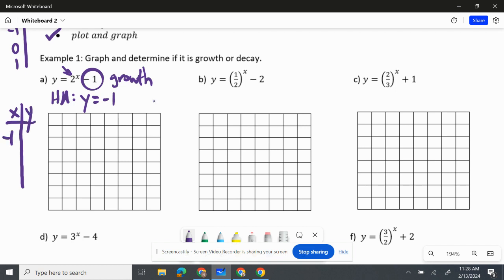When we plug in a -1, what it does is flips the number, so it becomes 1/2 minus 1, which is -1/2. Then whenever we plug in a 0, it gives us a 1, so 1 minus 1 is 0. Then when we plug in a 1, it stays the same, so that would be 2 minus 1, which is 1.